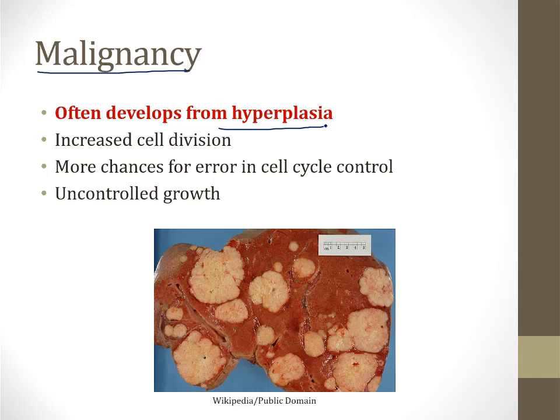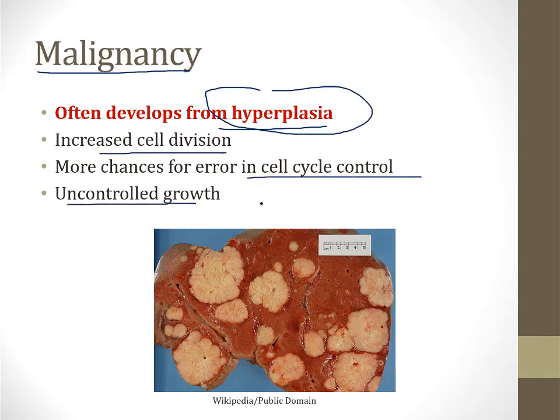can lead to malignancy. So that means that in settings where cells are rapidly dividing, including hyperplasia, there is increased cell division, there's more chances for an error in copying DNA that leads to errors in cell cycle control, and this can lead to uncontrolled growth, such as in this patient whose liver is full of tumors here. That person has developed malignancy, which can come from hyperplasia.